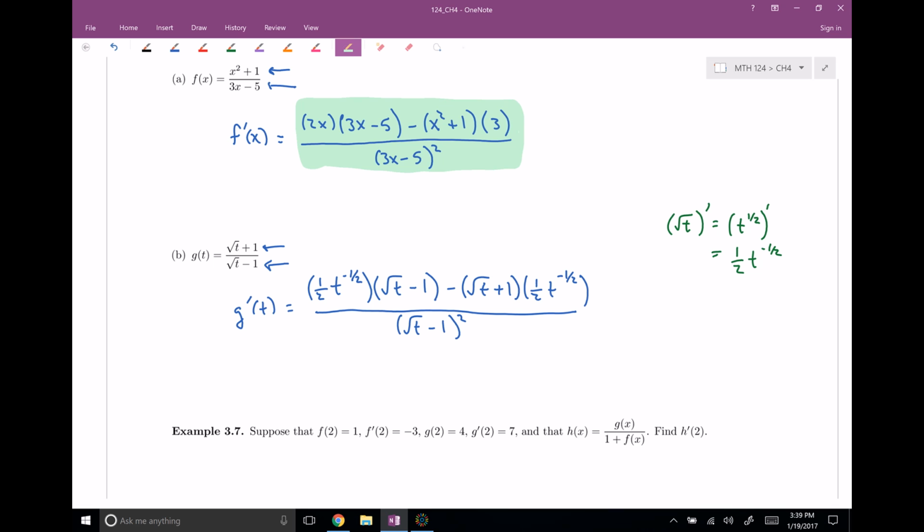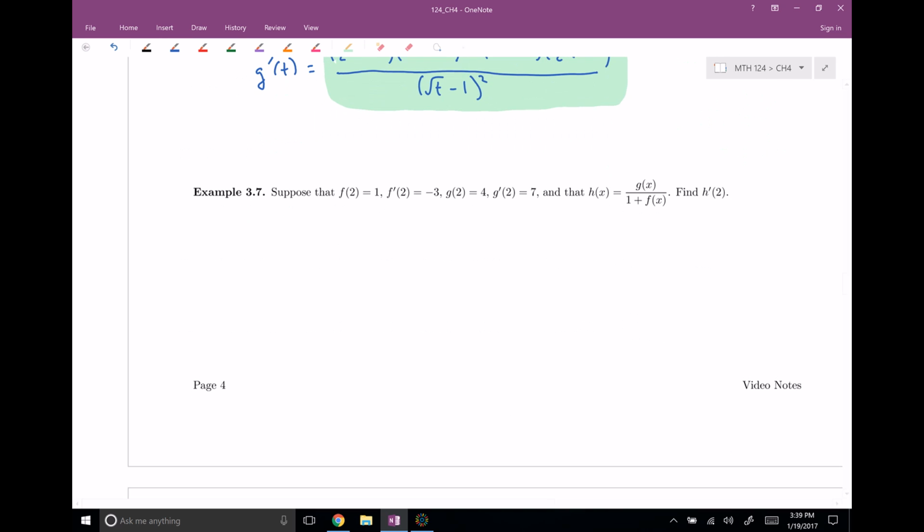So again, I would not spend a lot of time simplifying. This is how I would give my final answer. If you simplify down, you just come up with a chance to make mistakes. This is how I would give my final answer. This is what I would give 100% for. All right, so there's the derivative of g.